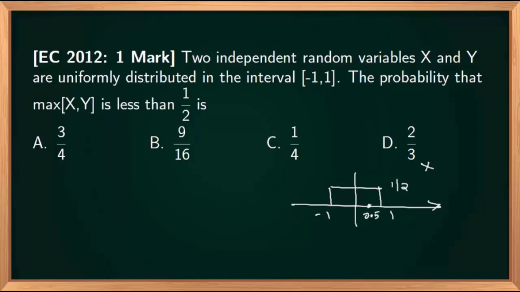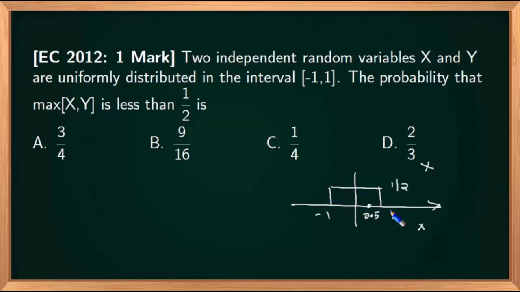Two independent random variables x and y are uniformly distributed in the interval -1, 1. The probability that the maximum value of x, y is less than half is... So this is the random variable x, and random variable y also follows the same pattern. It's uniformly distributed. So this is the way you draw the PDF of a uniform distribution.